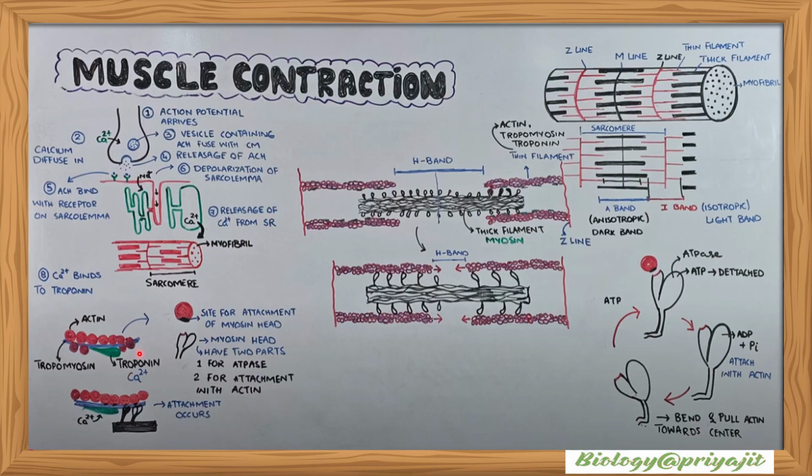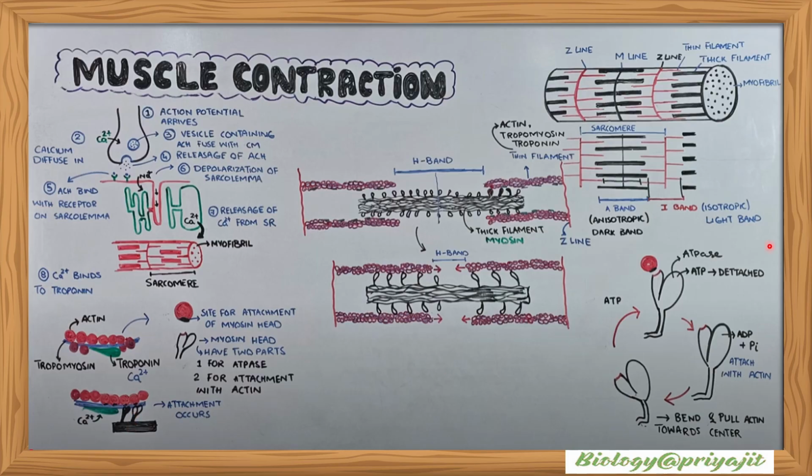So when calcium 2 plus ion binds with the troponin, then troponin will attract the tropomyosin protein, and it will remove the tropomyosin from its actual location, so that the myosin head can bind with the actin protein. So when calcium 2 plus binds with troponin, the troponin will remove the tropomyosin protein at the junction of actin and myosin protein. Then attachment occurs. The myosin head is attached with the actin.